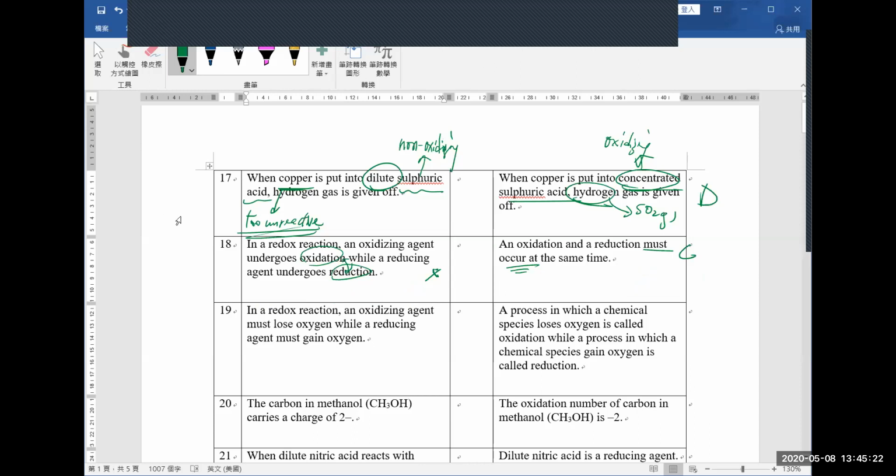Next, 19. In a redox reaction, an oxidizing agent must lose oxygen, while the reducing agent must gain oxygen. A process in which a chemical species loses oxygen is called oxidation, while the process in which a chemical species gains oxygen is called reduction.